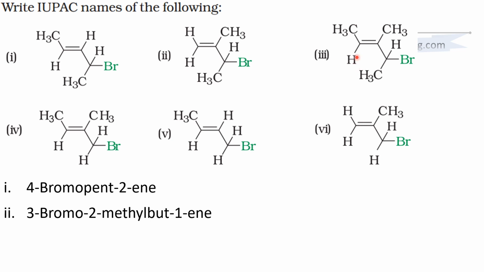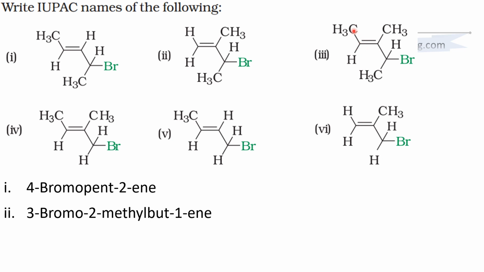Again, in the third one you can see the numbering can be started from either here. This is the longest chain, like this. You can start from here or from here. So if I am starting from here, it will be like 1, 2, 3. It is the third carbon from where the double bond starts. Whereas if I am starting from here, it is the second carbon. Clear? So if I am starting from here, it will be the second carbon.